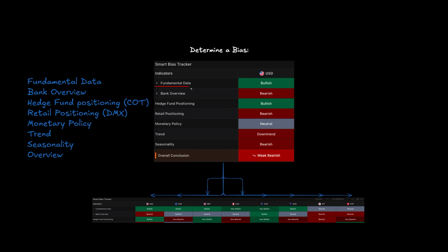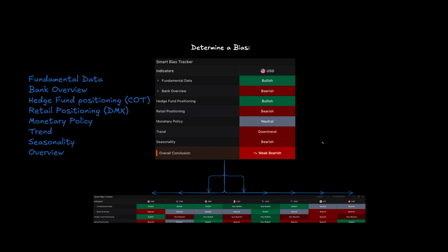Inside, you have the bias for the fundamental data, the bias for the bank overview, hedge fund positioning, which is the COT, the retail positioning, which is the DMX, the monetary policy, okay, the trend and the seasonality. And at the end, you have the overall conclusion. So for example, for the US dollar at that time, it was weak bearish. So this is just an example.